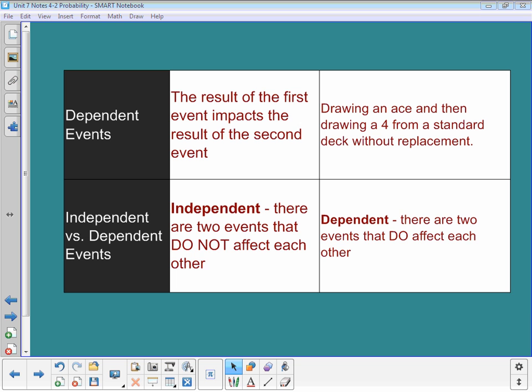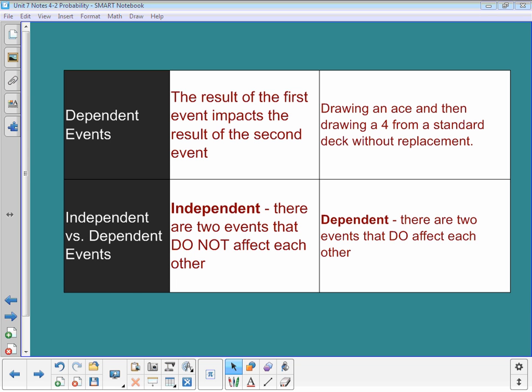So for example, a dependent event is if we want to find the probability of drawing an ace and then a 4. I'm going to first calculate the probability of drawing an ace, and then once I have that ace card, I'm going to take it out. So now my total's dropped. That's what we're going to be looking at today: the two events are affecting each other.